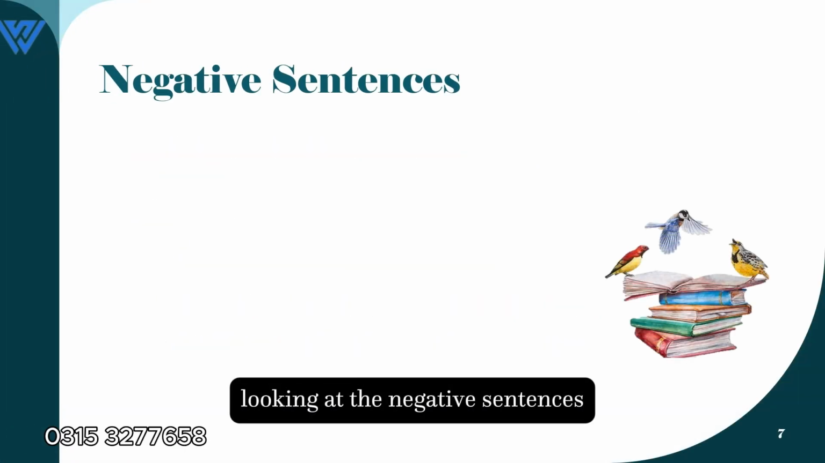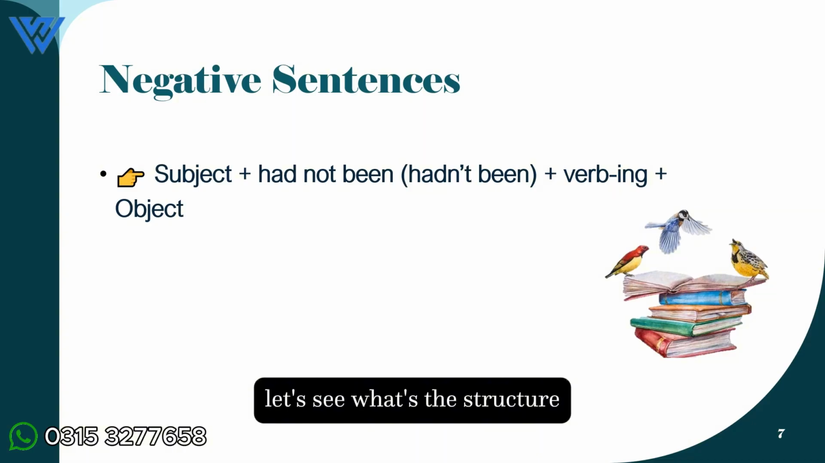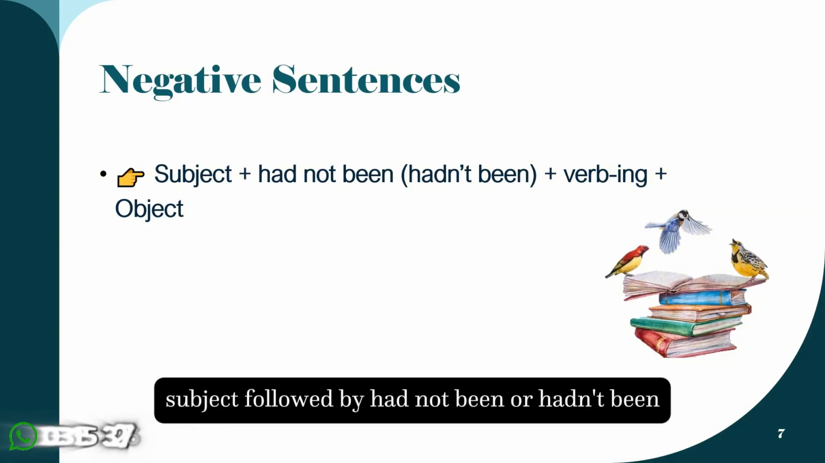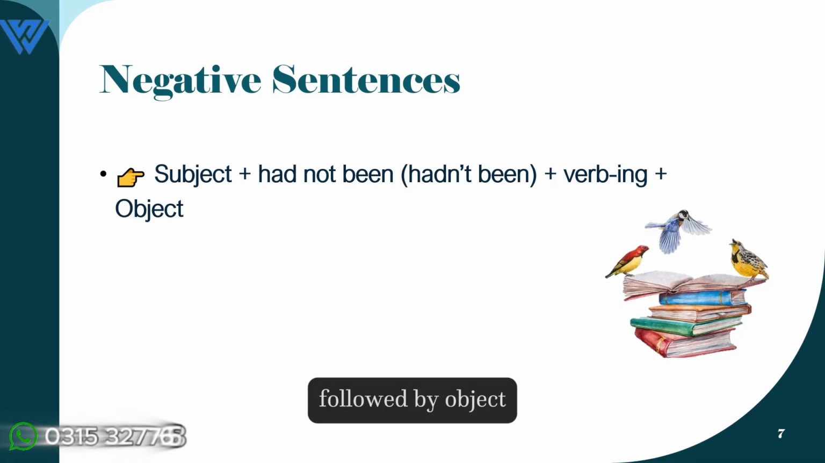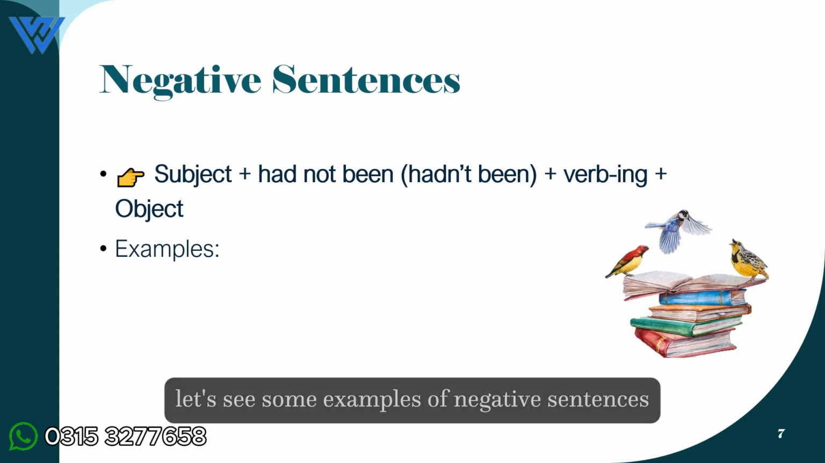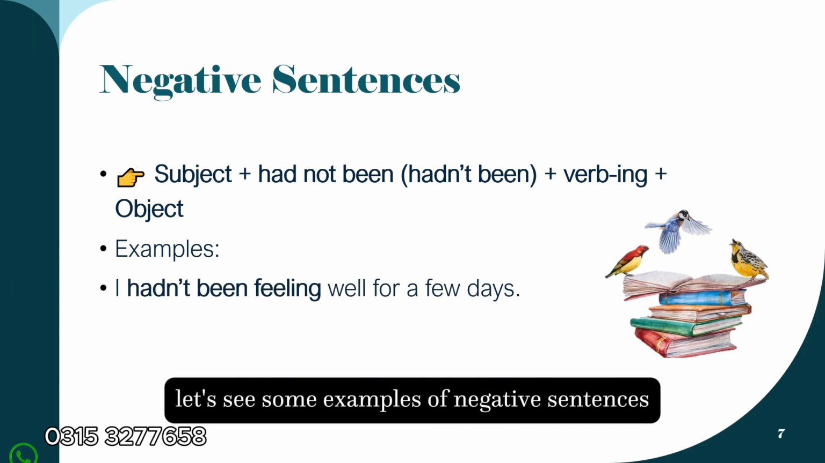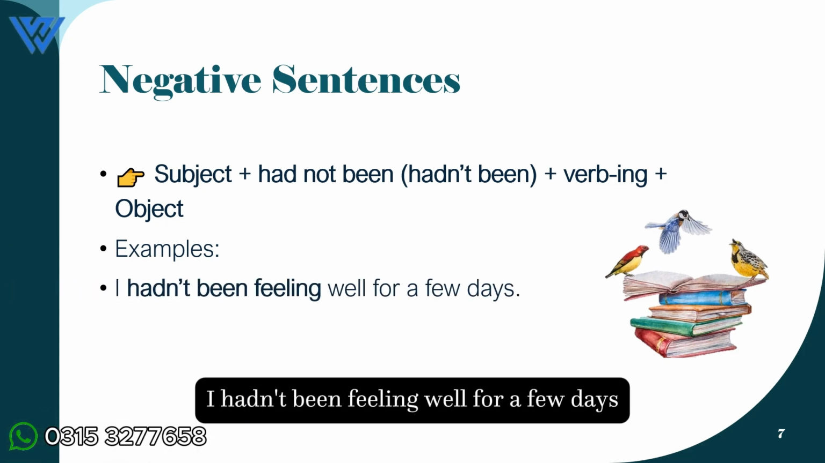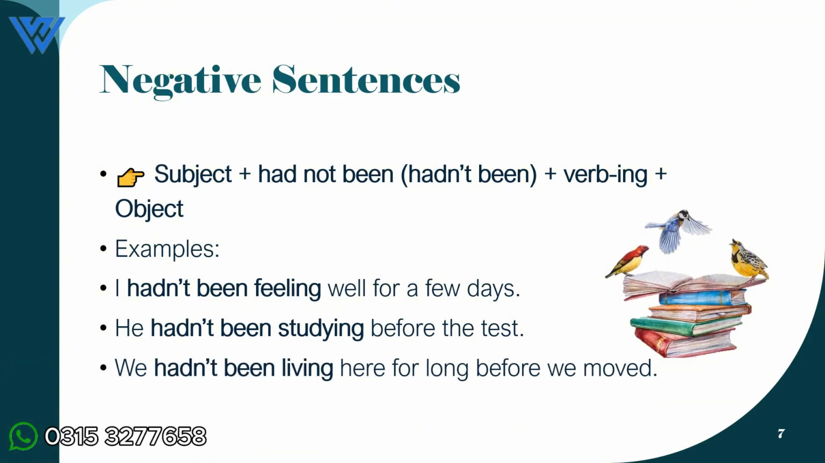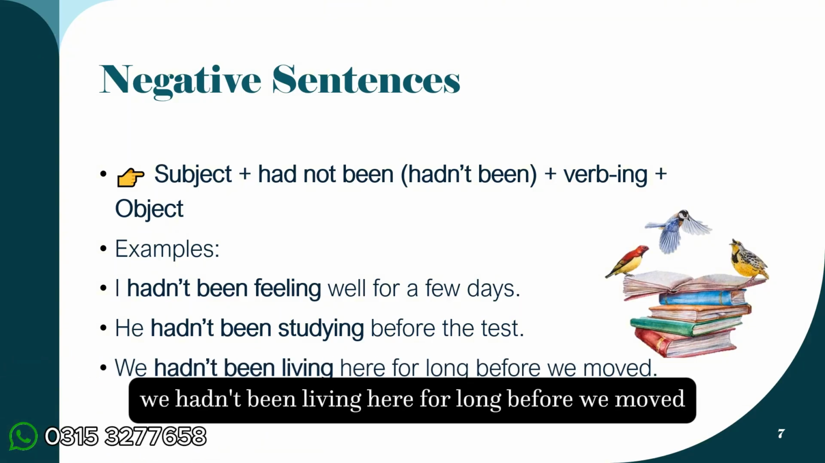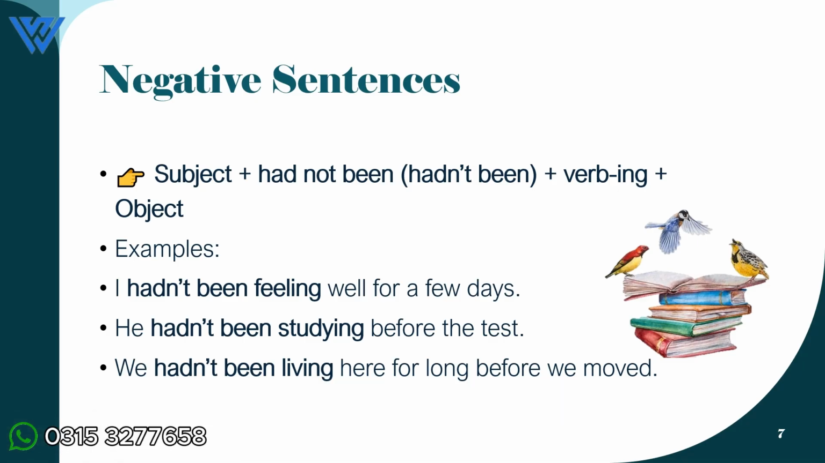Looking at the negative sentences, let's see what's the structure. Subject followed by had not been or hadn't been and then first form of verb with ing followed by object. Let's see some examples of negative sentences. I hadn't been feeling well for a few days. He hadn't been studying before the test. We hadn't been living here for long before we moved.